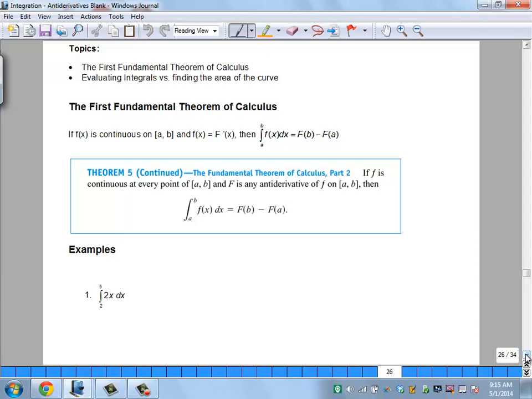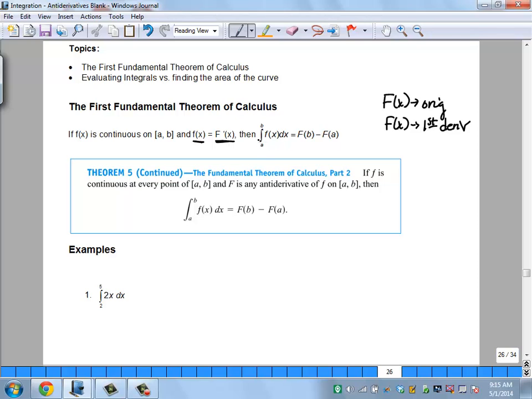I want you to remember that if a function f of x is continuous on an interval a to b, and little f of x equals the derivative. So again, the large F of x is your original function. The small f of x is the first derivative, if you will. Okay? So that's what they're saying here. Little f of x equals the large F of x, F prime of x.